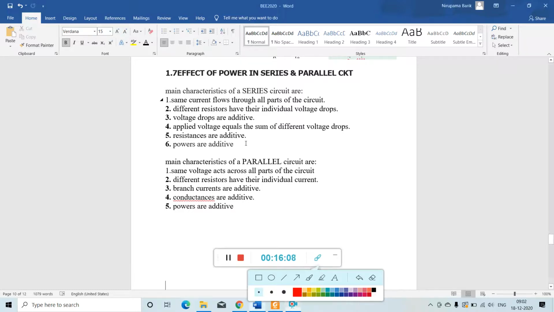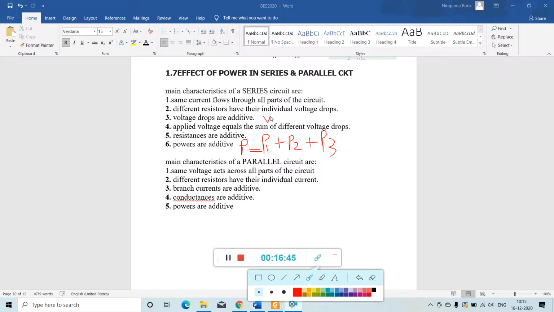Okay, so here I can write the total power across the circuit P is equal to P1 plus P2 plus P3. So powers are additive in the case of a series circuit, and in the case of a series circuit voltage drops are additive.